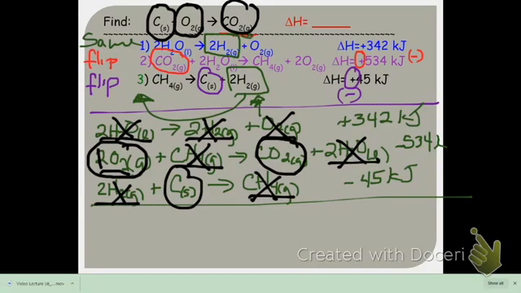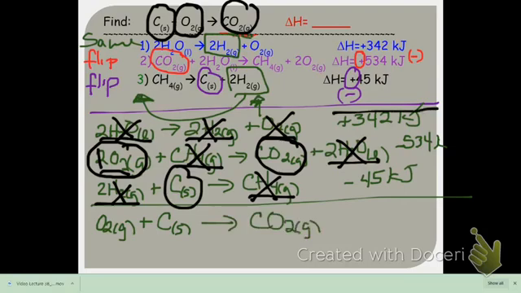Okay, so if I rewrite everything, I wind up with O2, the gas, plus carbon solid, produces CO2, the gas. And if I add up my delta H's, ready? You want a positive 342 plus negative 534 plus negative 45. You should wind up with a negative 237 kilojoules.